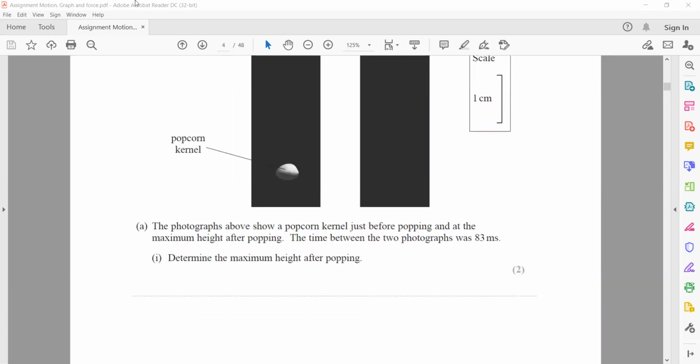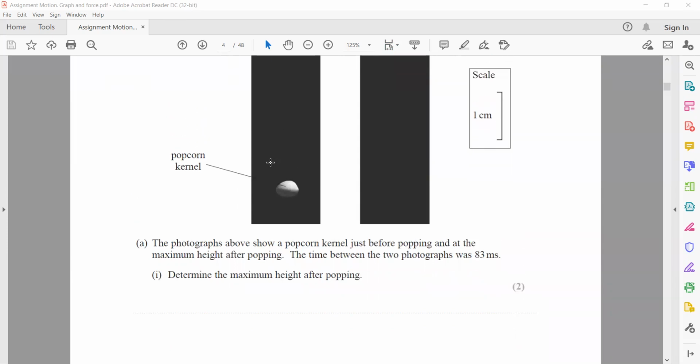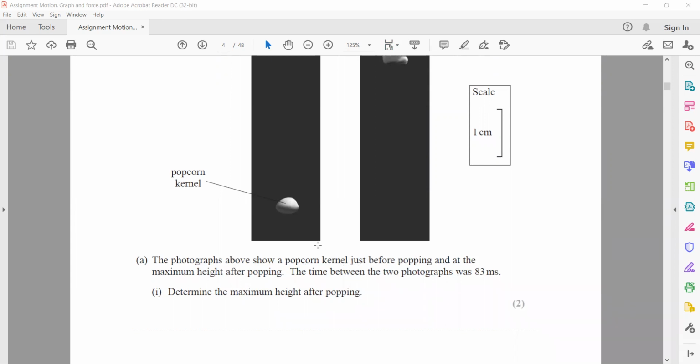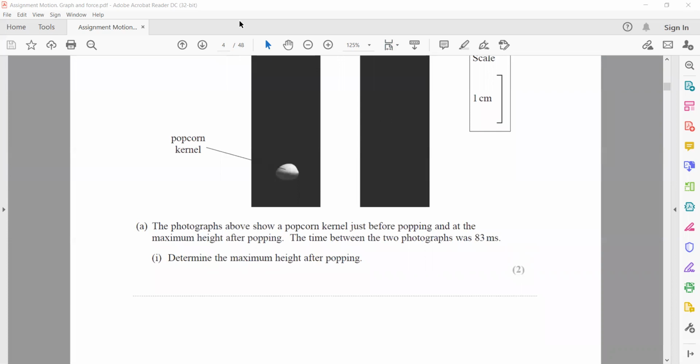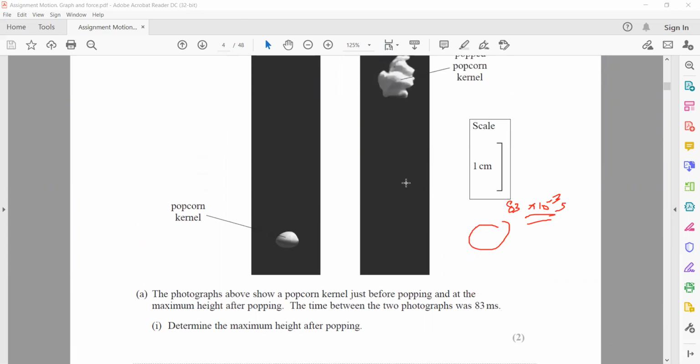Now the question: the photograph above shows a popcorn kernel just before popping and at the maximum height after it pops. The time between the two photographs is 83 milliseconds. So we know the time, that is 83 milliseconds, or 83 into 10 power minus 3 second. What is the maximum height after popping? So how can we work out the maximum height after popping?